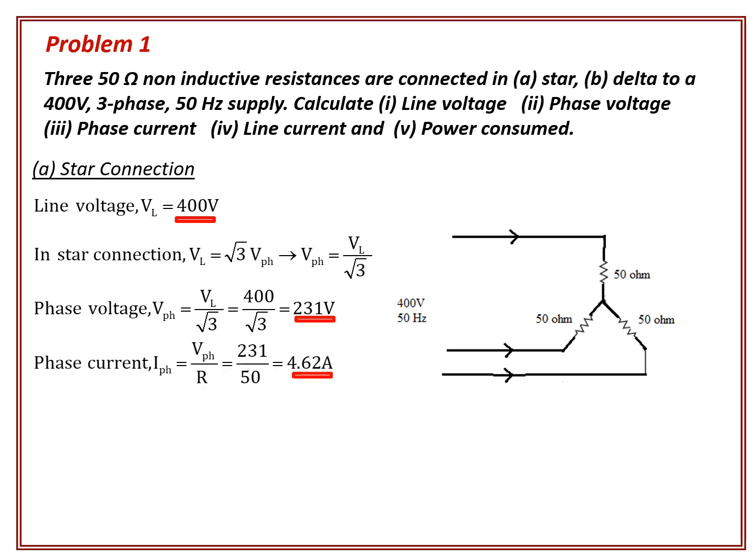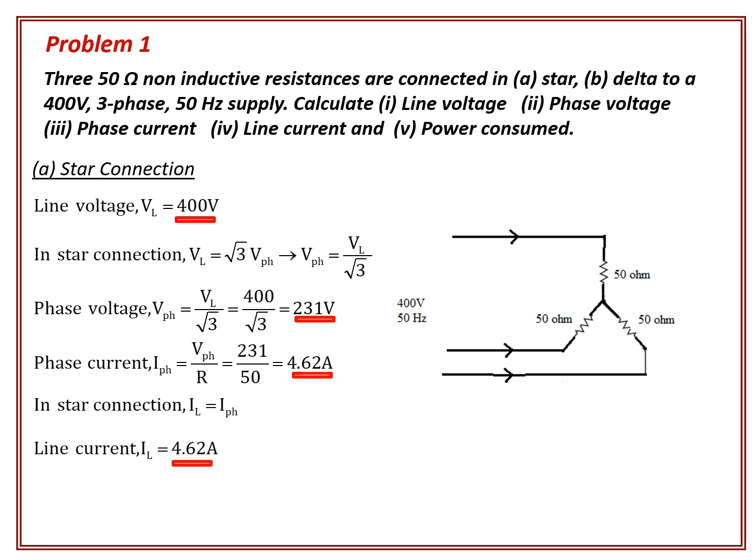Phase current is current in a phase and it is equal to voltage in a phase divided by impedance of that phase. Here it's given in the question that each phase consists of one resistance. So we need to consider only resistor as impedance. I phase is equal to V phase by R. V phase is 231, R is 50. 231 by 50 is 4.62 ampere. Answer to third part of question.